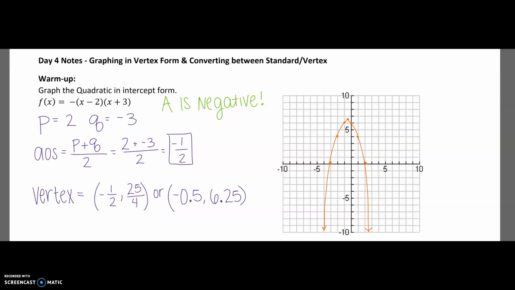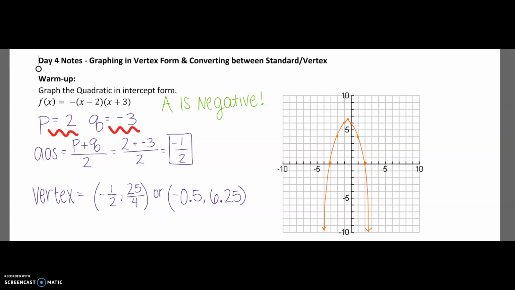Alright, here we go. A few things I wanted to point out about the warm-up. The first thing that I notice is that my A value is negative, which means don't forget that our graph is going to be open down. The second thing that I did was identify my P and my Q. My P is 2 and my Q is -3.